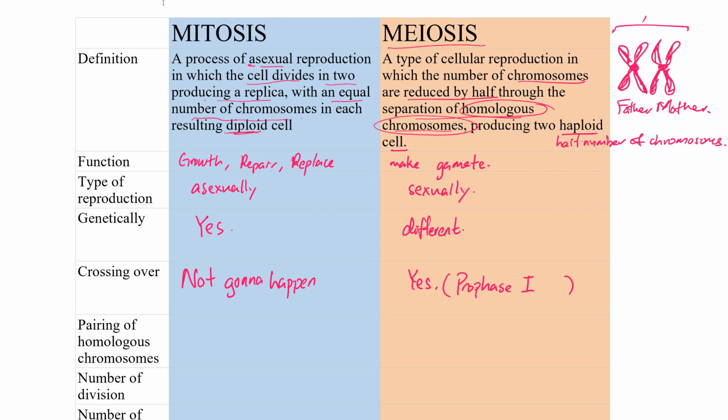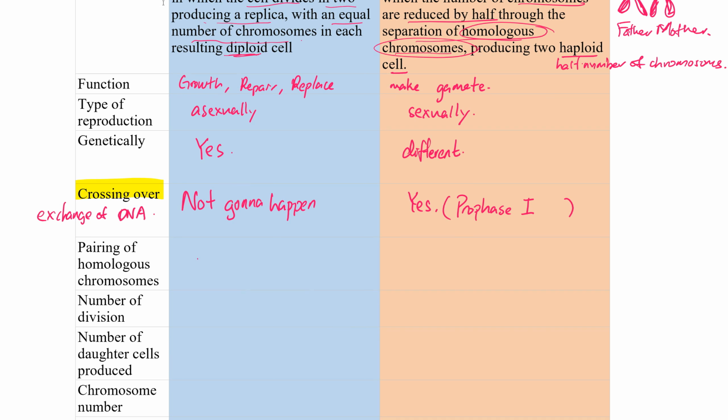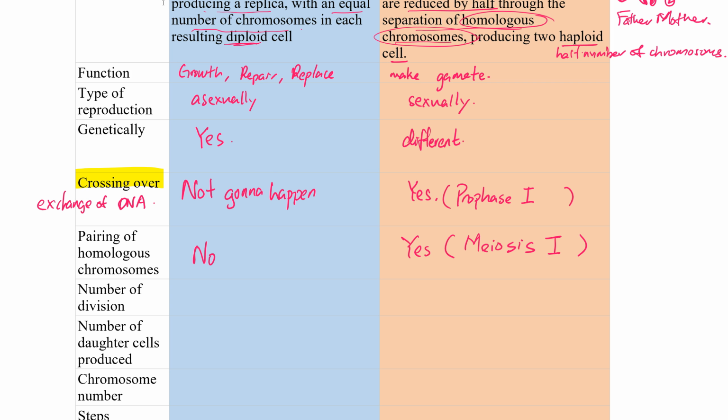Okay? So crossing over is basically the exchange of genetic material, basically an exchange of DNA. Pairing of homologous chromosomes is not going to happen in mitosis, but it will happen in meiosis, my bad. It will happen in meiosis 1. Okay? Mitosis is going to divide one time, but meiosis will divide 2 times: meiosis 1 and meiosis 2.